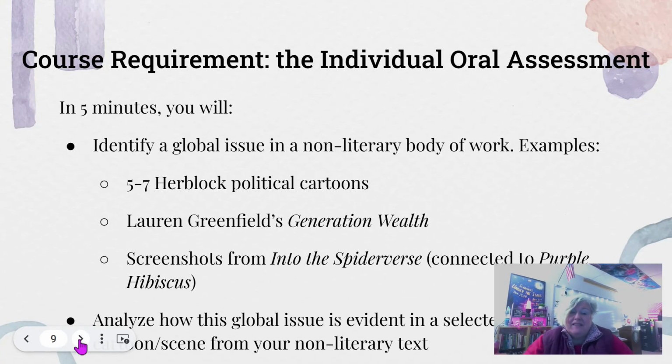In the next 5 minutes of that 15-minute oral, you'll identify a global issue in a non-literary body of work. For example, you'll look at the same global issue that you found in a literary text in perhaps a body of political cartoon works that we've covered, or a body of photography that we've covered, or a movie that we may have covered. And you'll analyze how this global issue is evident in that non-literary text as well.